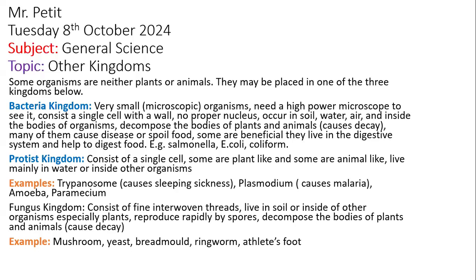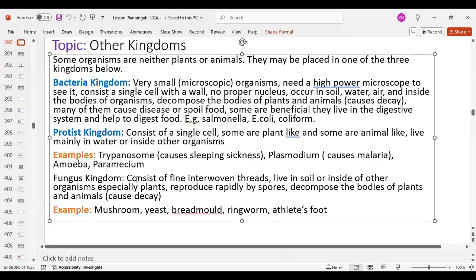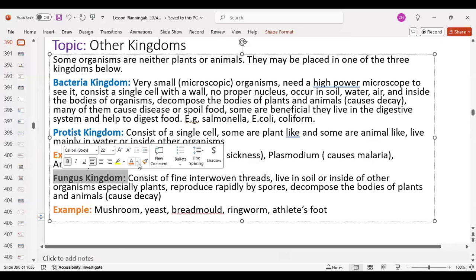And so now we're looking at the other kingdoms. What three other kingdoms do we have there that are neither plant nor animal? What are those three that we talked about today? Bacteria kingdom, protist kingdom, fungus kingdom. Very good. Bacteria kingdom, protist kingdom, and fungus kingdom.